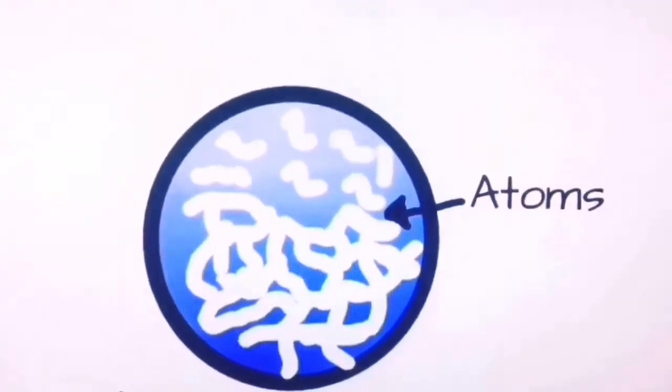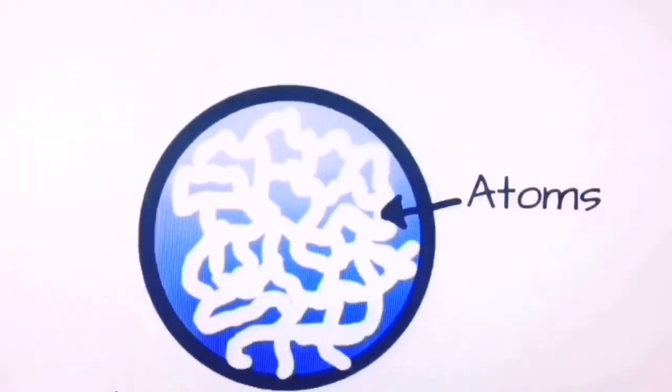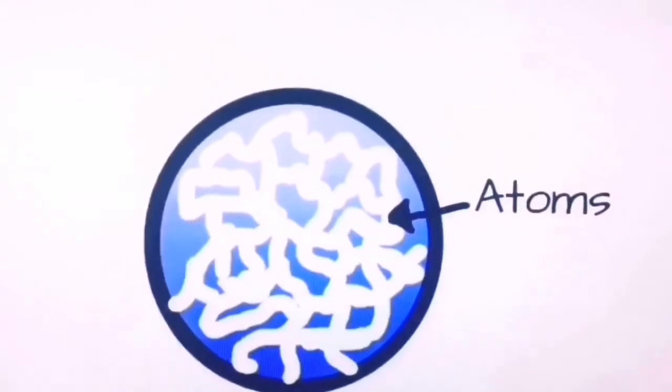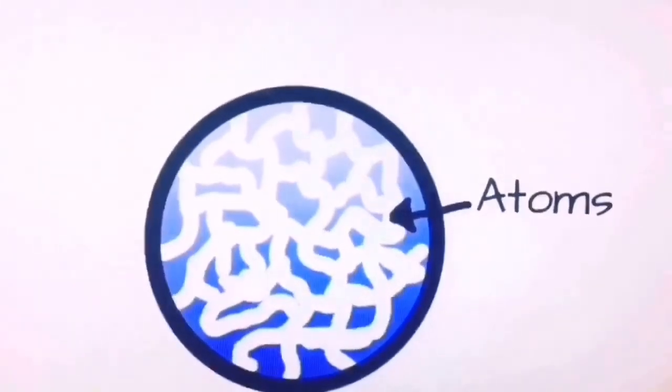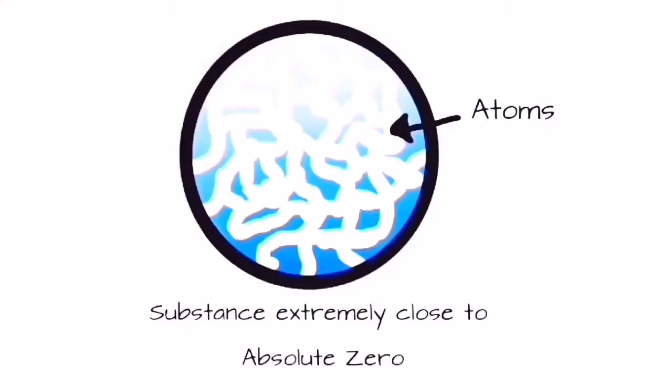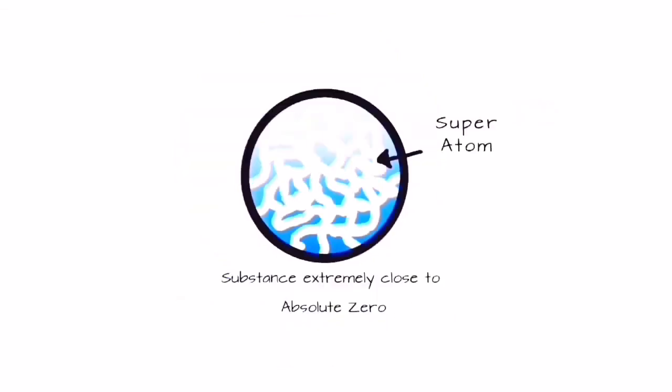Eventually, these atoms get so tangled up that they lose their individuality. They can't tell where one atom starts or ends, and they become one large quantum system, also known as a superatom. This is the formation of a BEC.